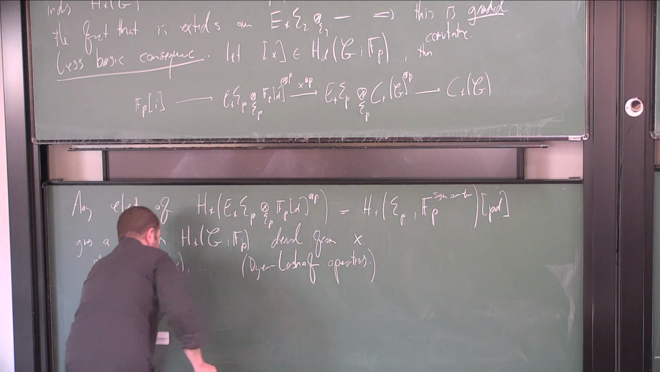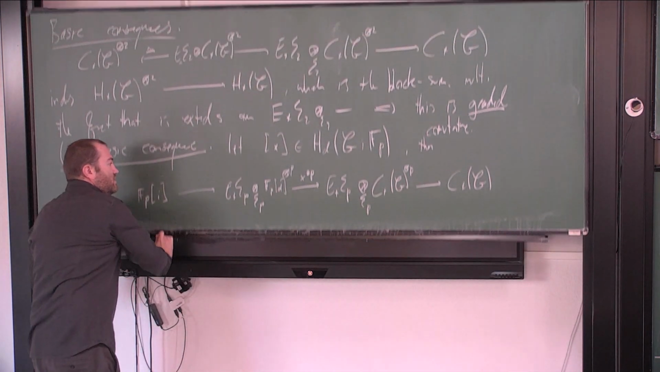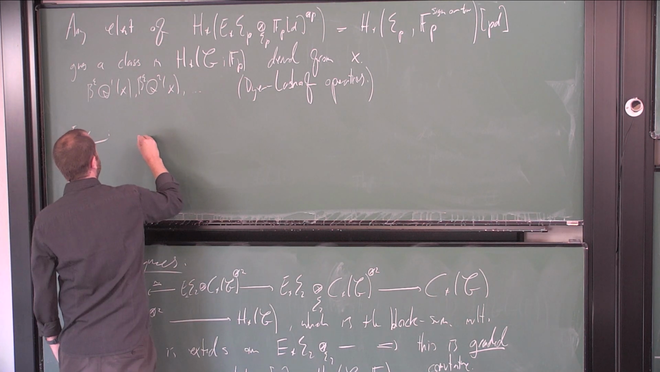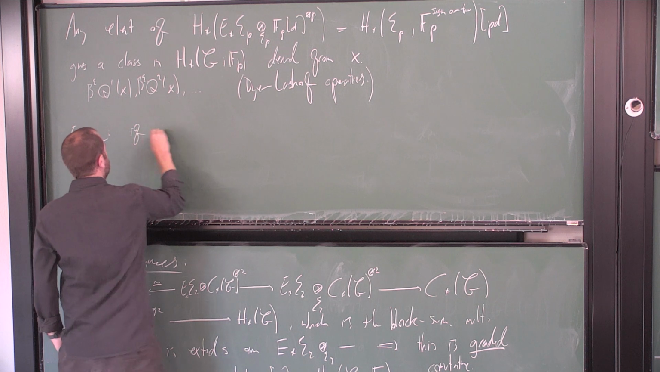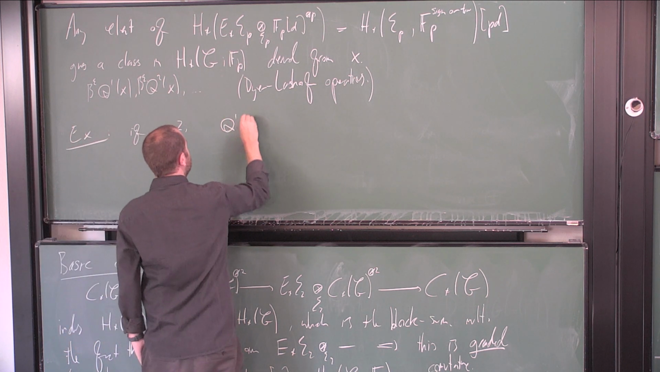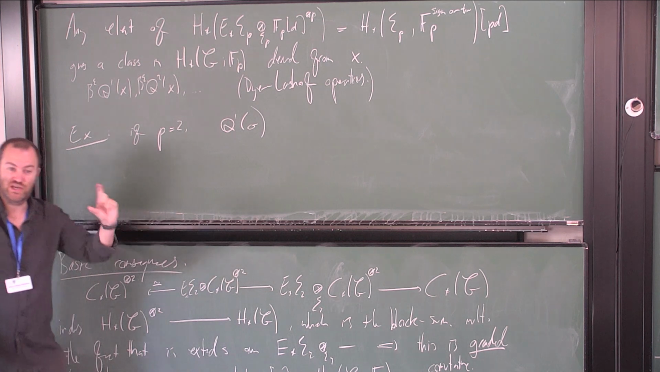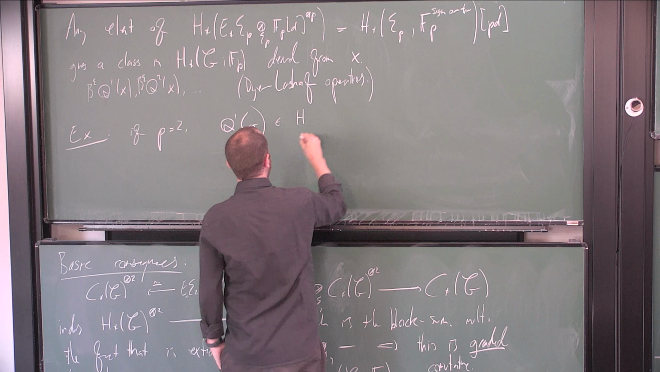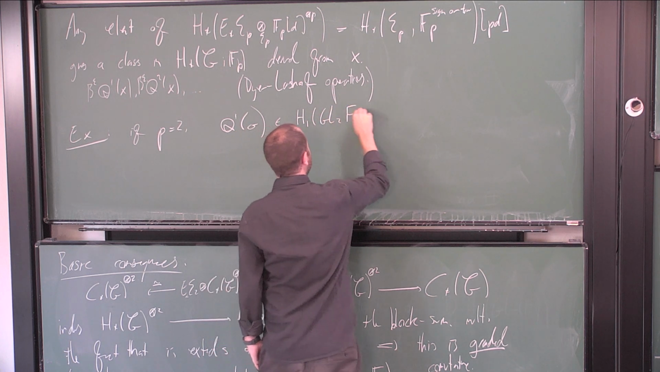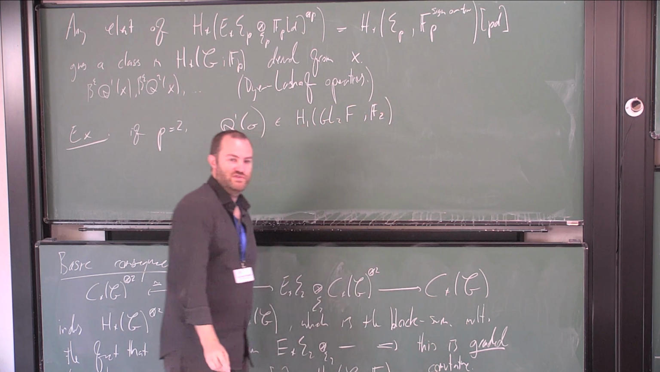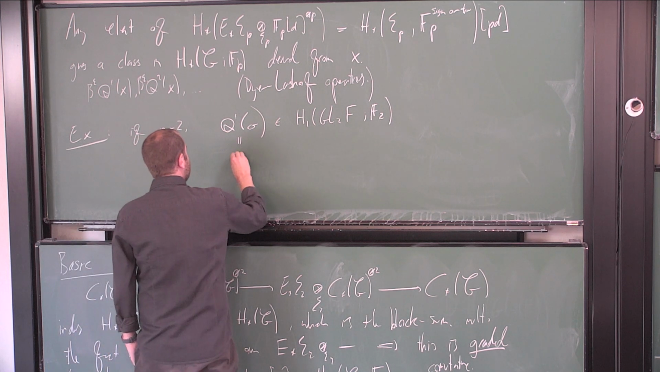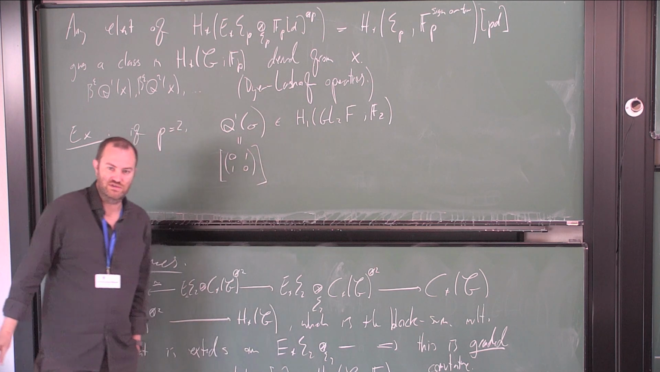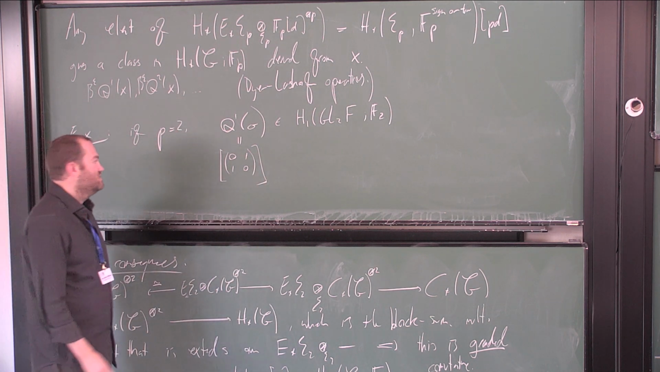An example to give you an idea: if p is 2, I talked about this element sigma, which is the generator of H_0 of GL_1. And if you think about how the degrees work, this Q_1 will be in H_1 of GL_2 of the field with F_2 coefficients. And it is exactly the homology class represented by the matrix 0, 1, 1, 0. So it's typically not trivial.